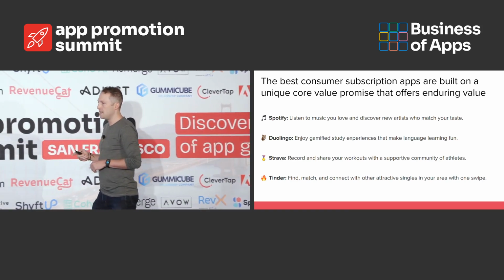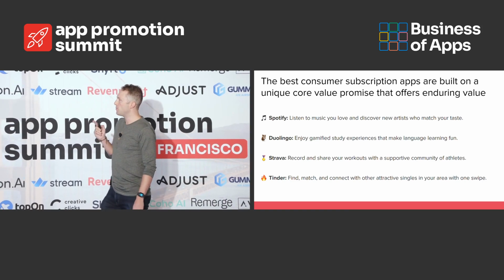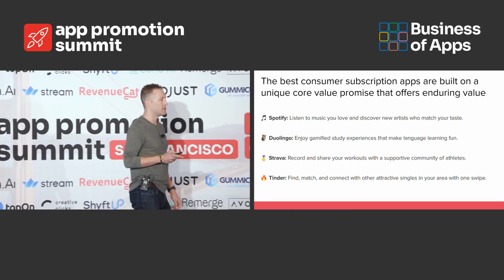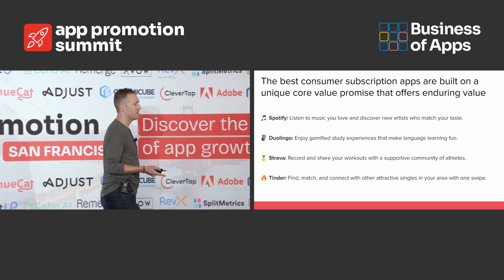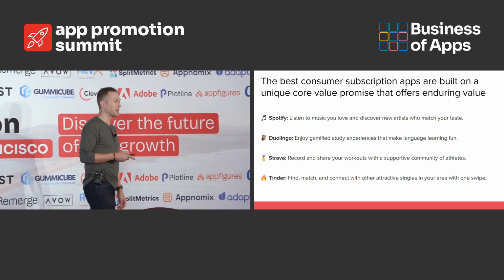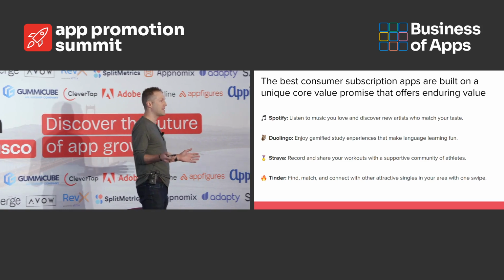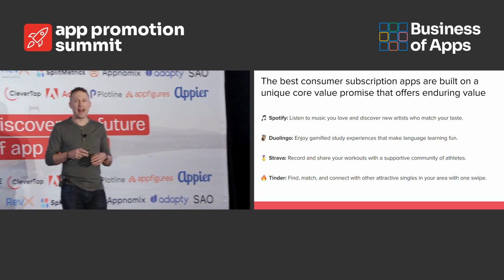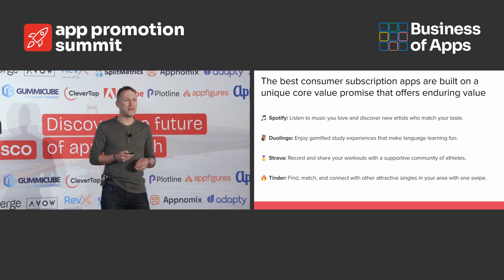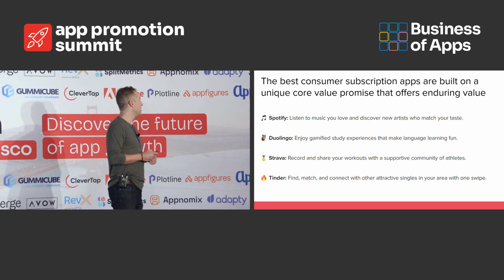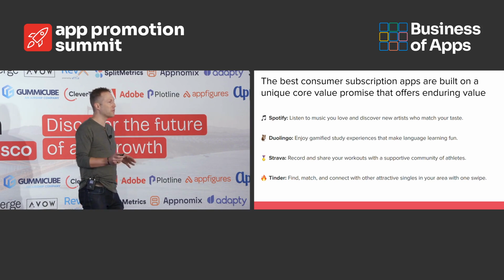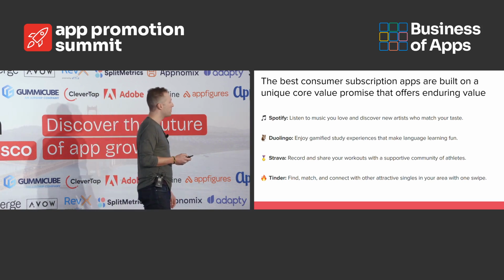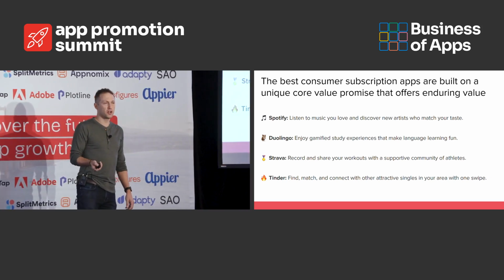And in order to succeed, you need a core value promise that is both unique and enduring. And so I use these 2 words intentionally. Why unique? Well, Ariel talked about it earlier, right? There are more consumer subscription apps than ever in the app stores. And so no matter what category you're in, no matter how small your niche, you probably have at least one, if not many, competitors. So you need some differentiated angle or technology or feature that allows you to stand out from the crowd. And then you need a value promise that's enduring, right?